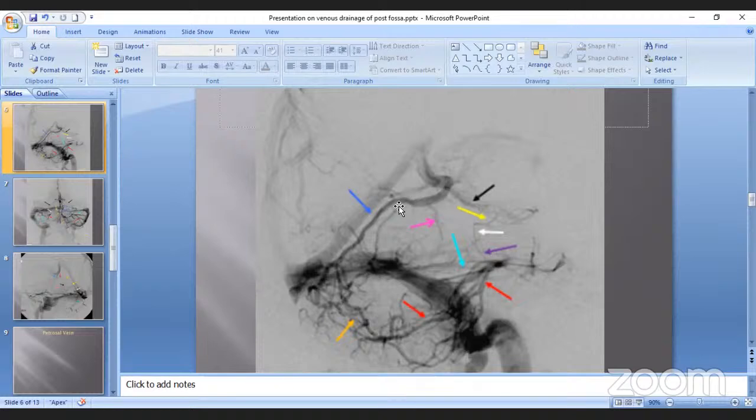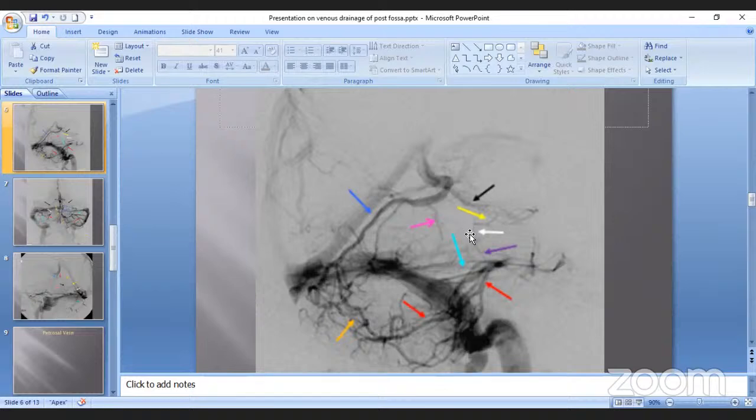This blue arrow is basically the superior Vermian vein. This one is the superior Vermian vein, which is draining into the vein of Galen, and this yellow one is the inferior Vermian vein. These red ones are the anterior cerebral veins, which are draining into the superior petrosal sinus. The pontomesencephalic veins are actually small in caliber.